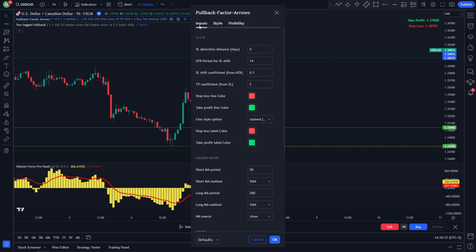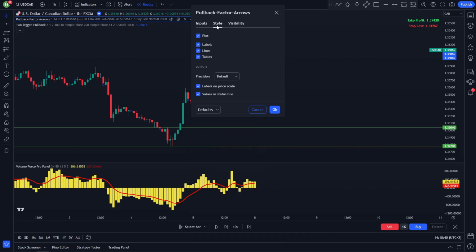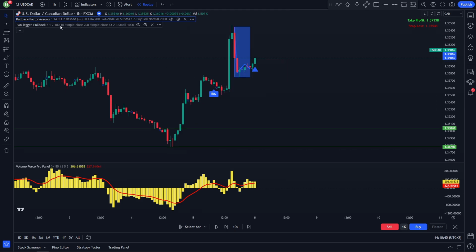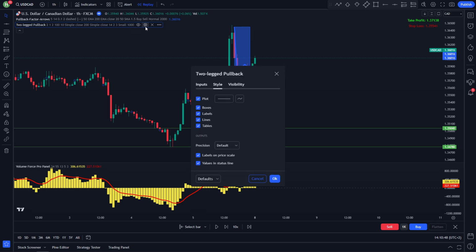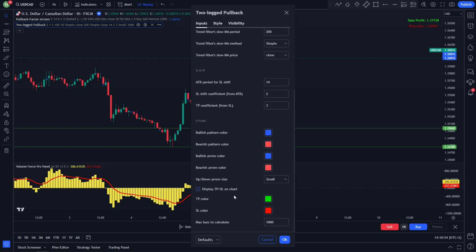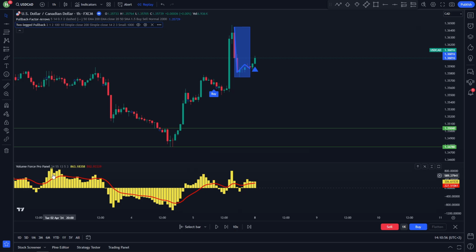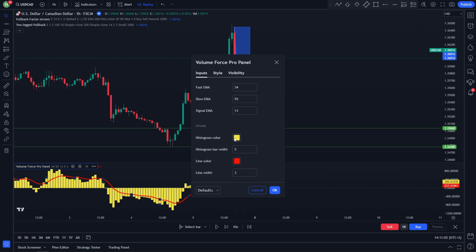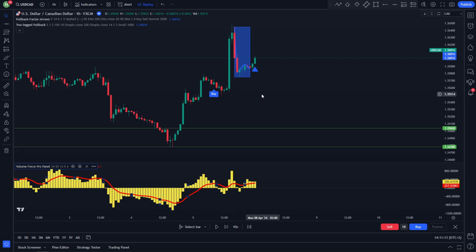Firstly, for the pullback factor arrows, we are going to select under the Style tab and then unselect the following boxes to clean up our charts. Then, under the cog icon for the two-legged pullback indicator, I'm going to scroll down and unselect the following box. After we've made these adjustments for our two main chart indicators, we are going to go to our Volume Force Pro panel. For the Volume Force Pro panel, I will increase the line thickness or width from 3 to 4.